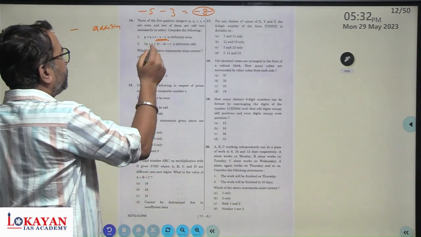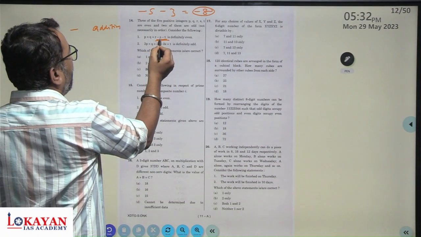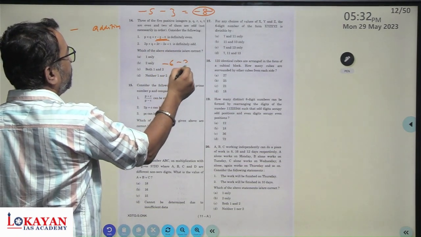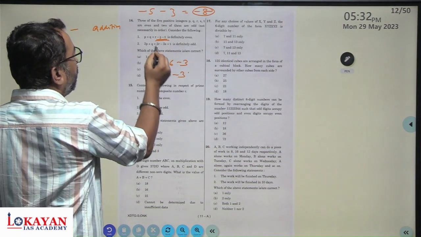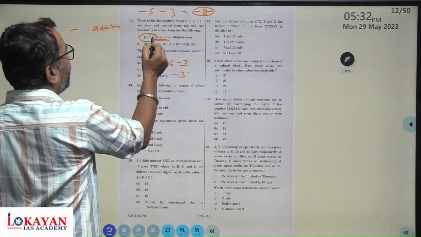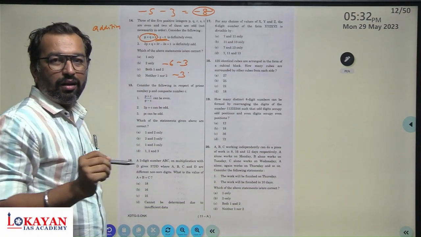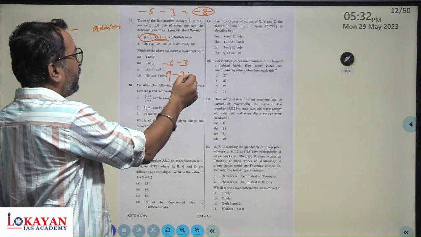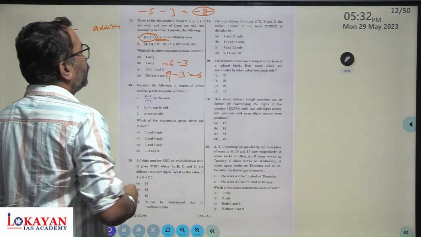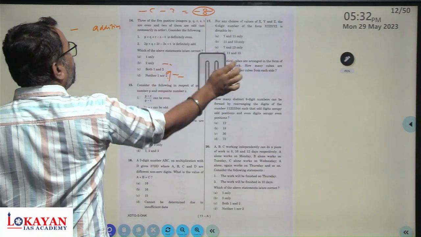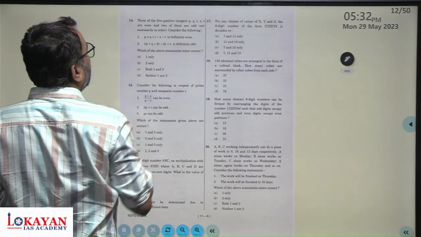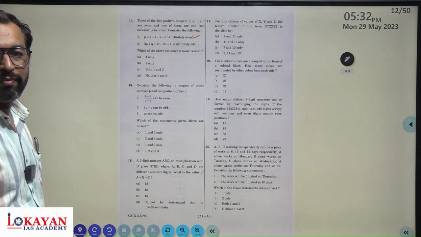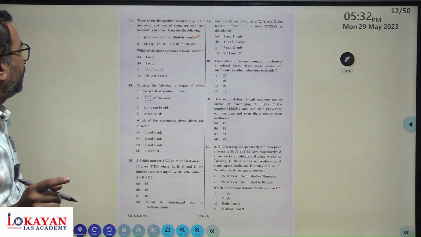Now let's see. S is even and T is odd. That means minus 6, minus 3, it will give us minus 3. But in P, Q, R there will be one odd number. So odd minus odd will be even. So in any case, statement 1 is going to be definitely even.